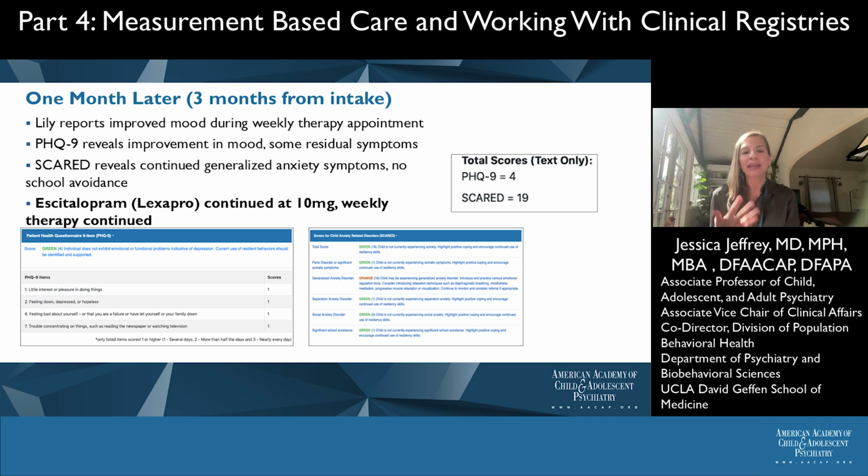So we see that she's making some treatment gains. Especially if we look at the PHQ-9, the depression symptoms seem like they have responded in a more robust way than the anxiety symptoms.